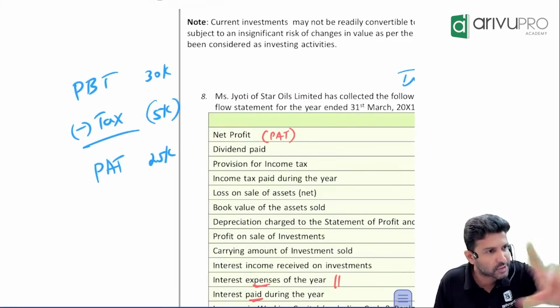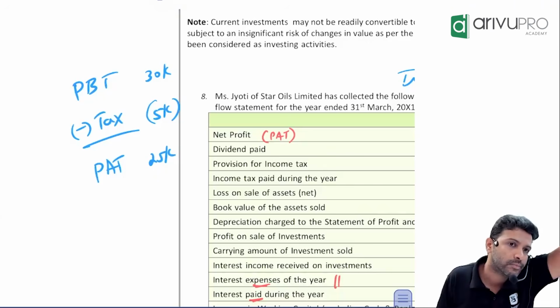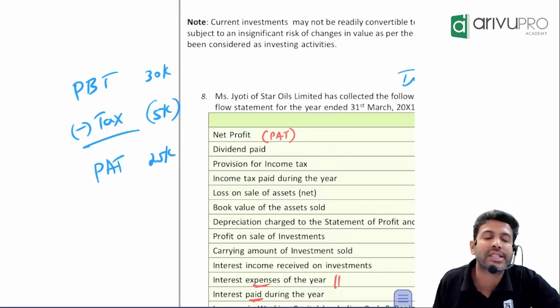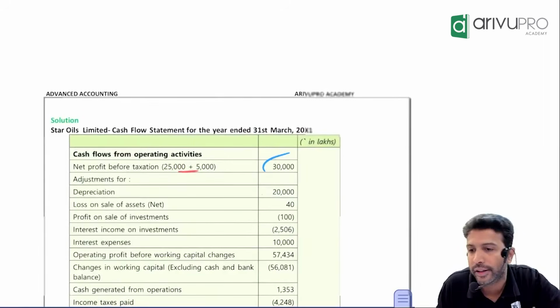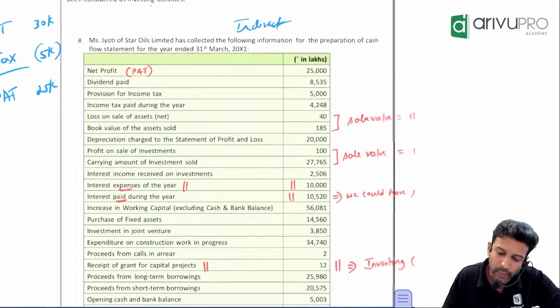They will do this adjustment, then only they will start. So instead of PAT, we will start with what now? PBT. How much? 30,000. Take a check. PBT 30,000. Now the adjustments one by one.